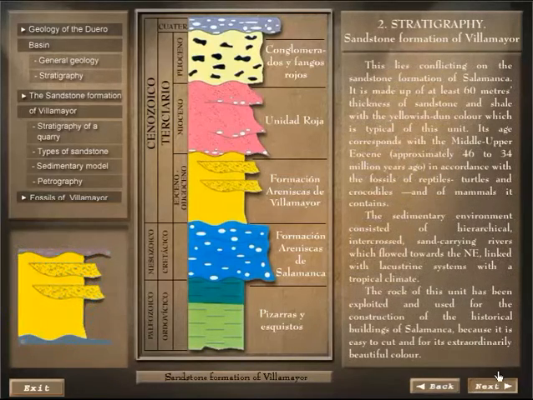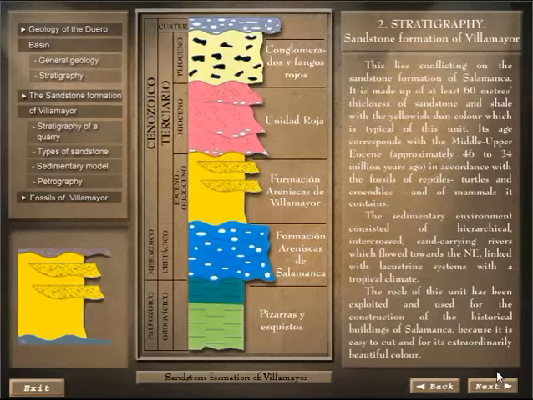Sandstone formation of Villamayor. This lies conflicting on the sandstone formation of Salamanca. It's made up of at least 60 meters thickness of sandstone and shale, with the yellowish dun color which is typical of this unit. Its age corresponds with the Middle Upper Eocene, approximately 46 to 34 million years ago, in accordance with the fossils of reptiles, turtles and crocodiles, and of mammals it contains.